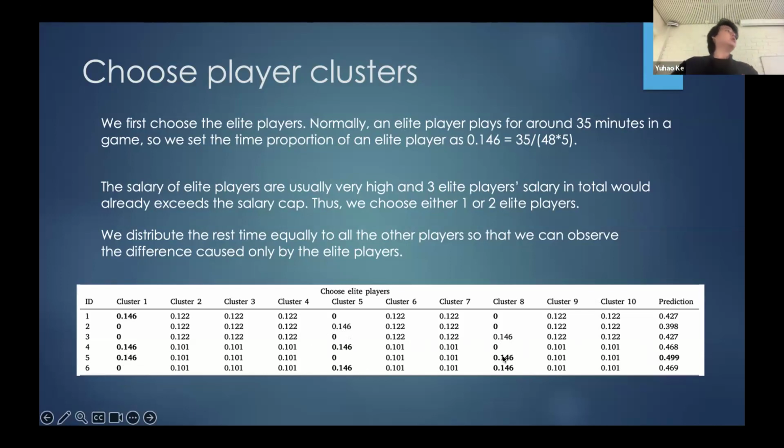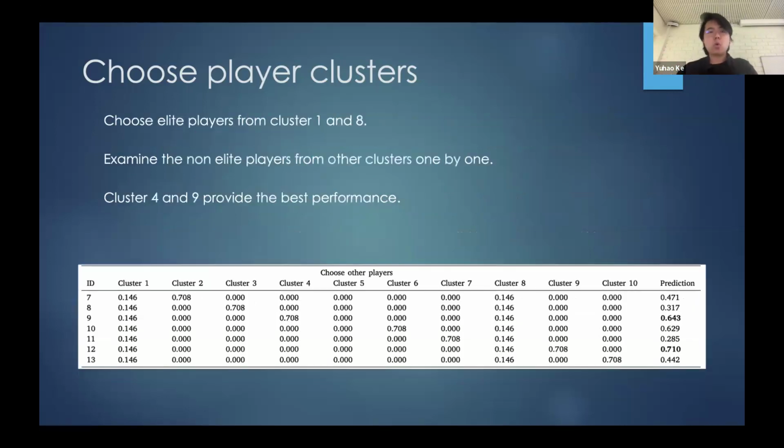That means if you have these 2 players and all the other different kinds of players from other clusters, you are guaranteed about a half probability to win. But that's not enough, so we need to choose specifically for the non-elite players. We know that clusters 1 and 8 are the best elite players. So we choose the elite players from clusters 1 and 8, that is set, and we examine the non-elite players from the other clusters one by one.